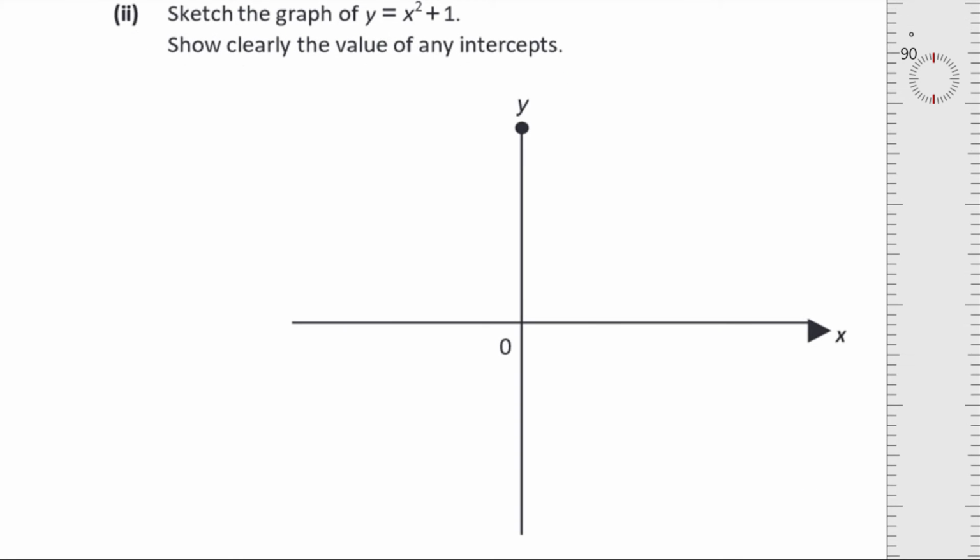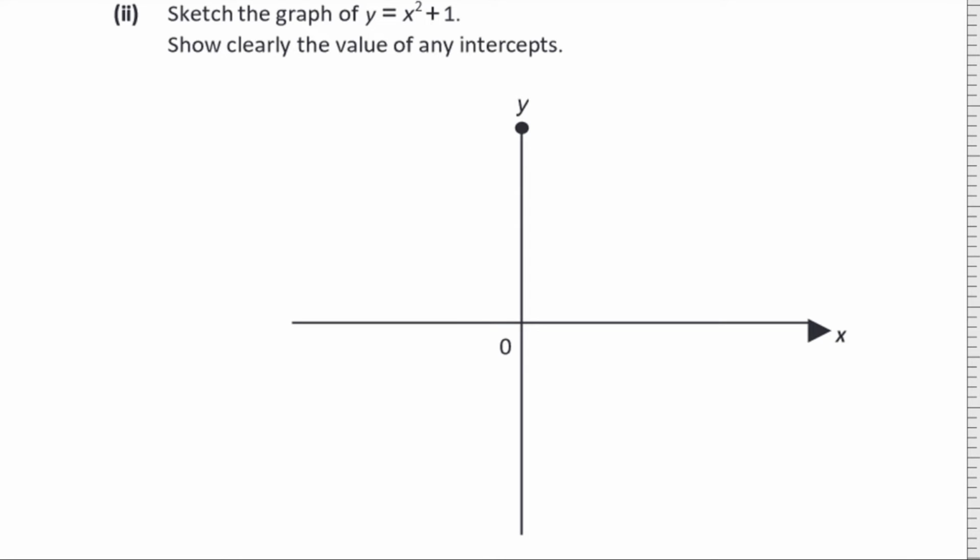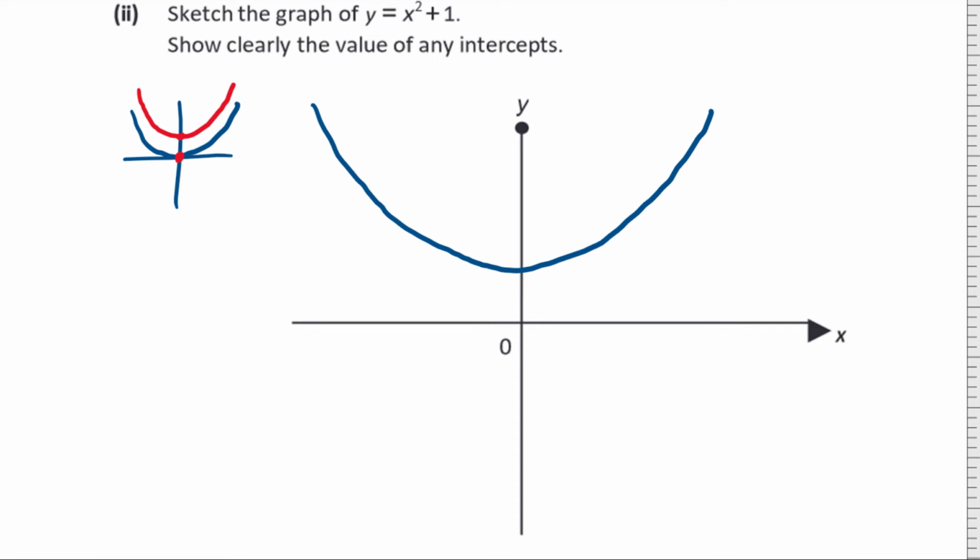Part 2 says sketch the graph of y equals x squared plus 1. Show clearly any values of any intercepts. Okay, so I know that y equals x squared looks like that. So if I then add 1 to it, it's going to shift it 1 unit up. It's going to look like that. So it would have passed through the origin. Now it's going to pass through 1 above it. It's going to pass through 1 at that point there. Okay, so I'm going to draw my parabola with the minimum point on the y-axis, and that value there is the point 1.